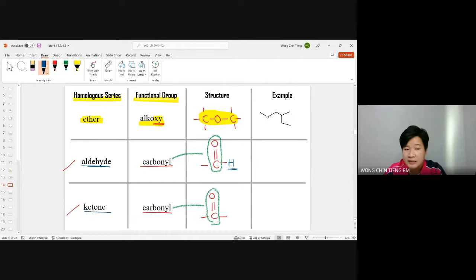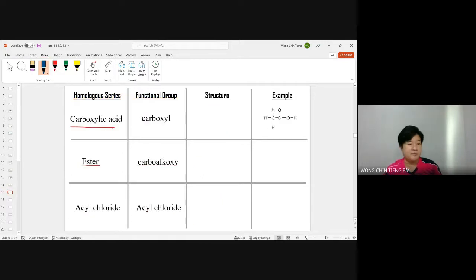Next, in the ketone, vice versa. The C double bond O, the carbonyl, must be sitting in between carbons. It must not sit at the end. Left and right of it must be carbon. What kind of carbon I don't care: single bond, double bond, whatsoever. We only care that there is carbon on both sides of the C double bond O. Can you see the difference? You must be able to tell them apart.